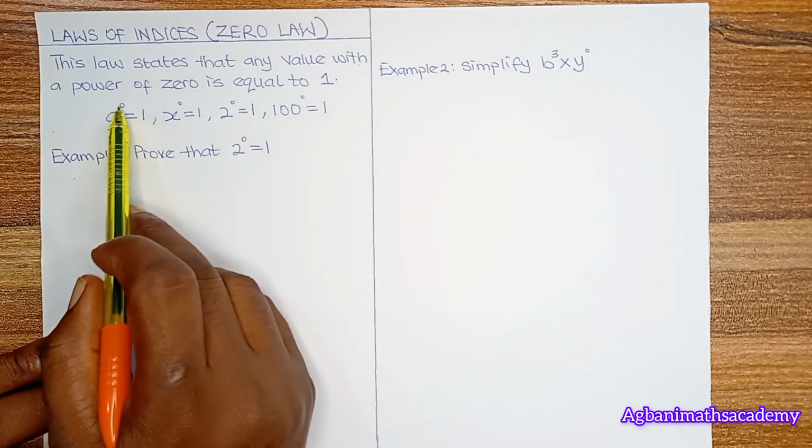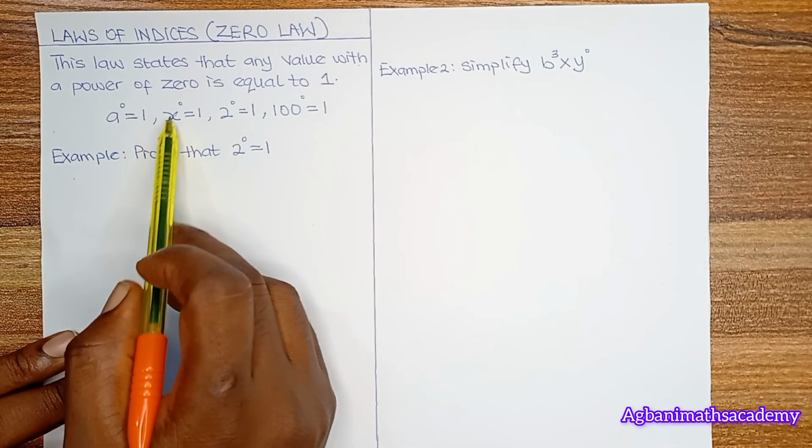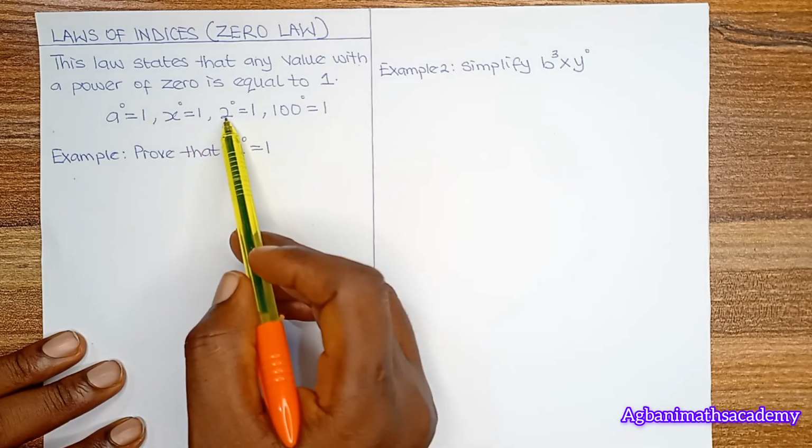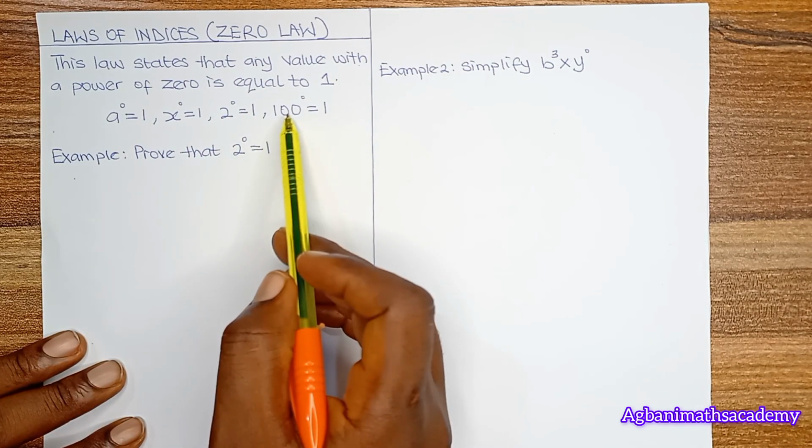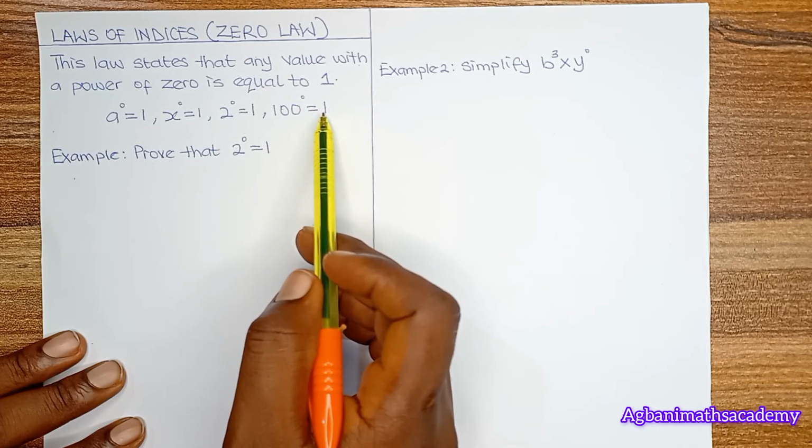This means that a to the power of 0 is equal to 1, x to the power of 0 is equal to 1, 2 to the power of 0 is equal to 1, 100 to the power of 0 is equal to 1.